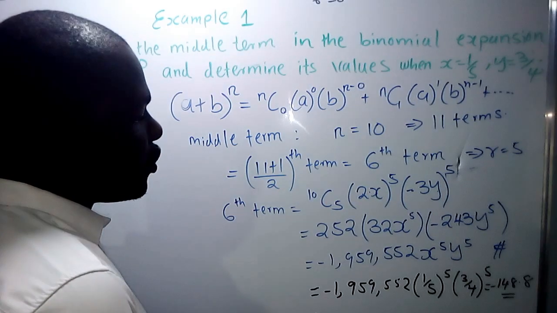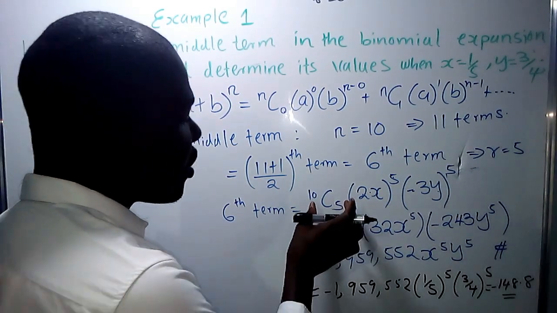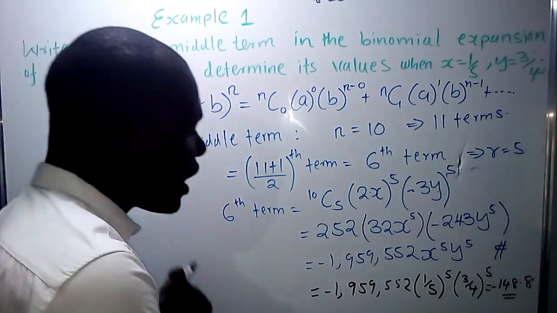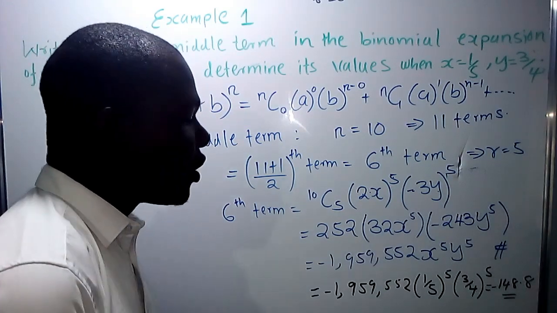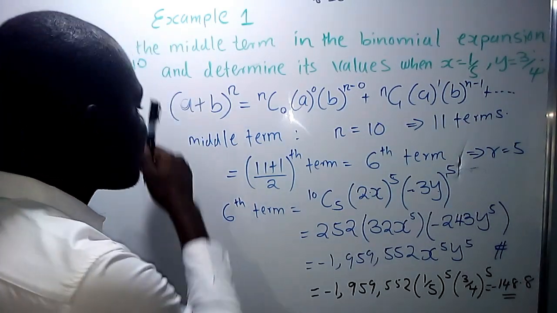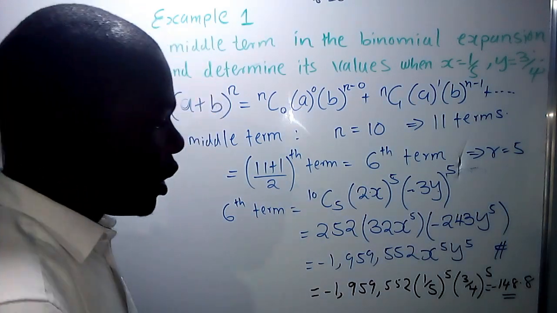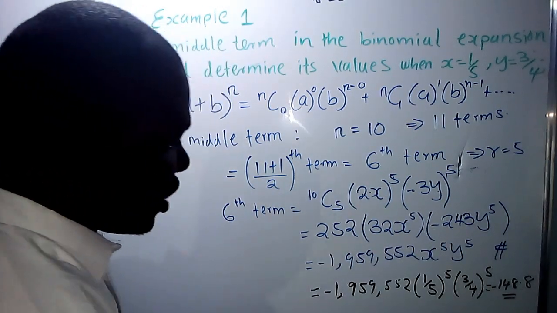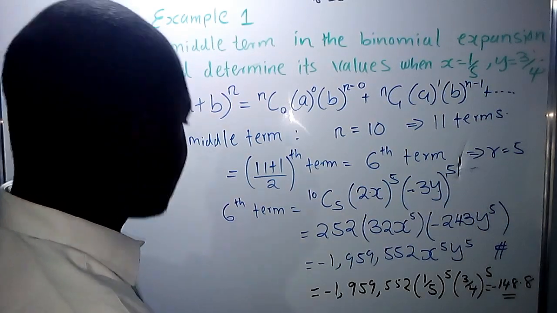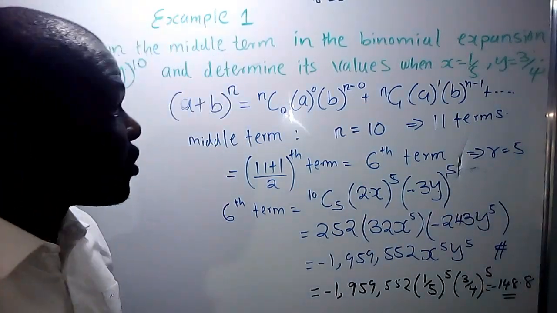Then you just substitute the coefficient. What is the coefficient of the 6th term when n is 10? We got 252. You can use Pascal's triangle because n is a natural number. Then you just do the usual operations in algebra. So that is all about that question.